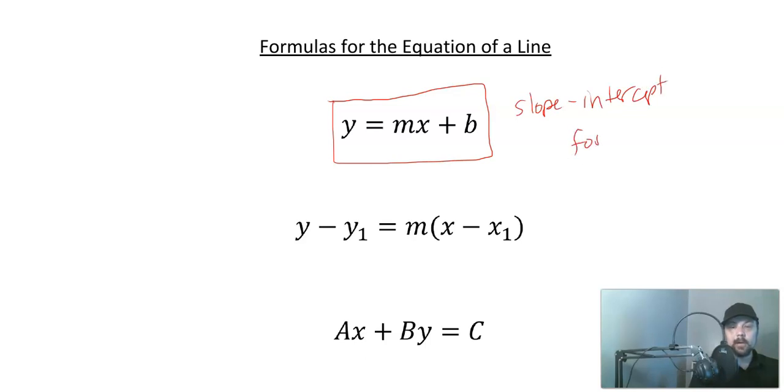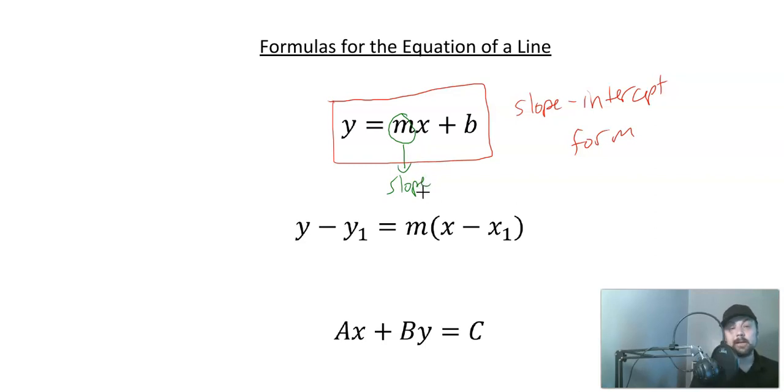Slope-intercept form for the equation of a line. What's great about this is that there's so much useful information that you can just read directly off the equation without having to do any calculations. We already talked about m. That's the slope, right? So the number in front of x is your slope for that line.